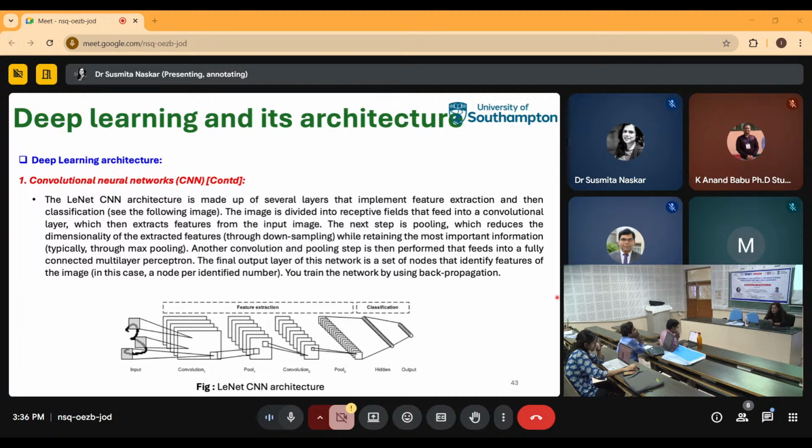So now if you see these kinds of methods, they were actually very revolutionary because they introduced the now standard concepts of layered feature extraction, pooling to reduce the dimensionality, as well as end-to-end training with backpropagation. So these were the three important standard concepts.